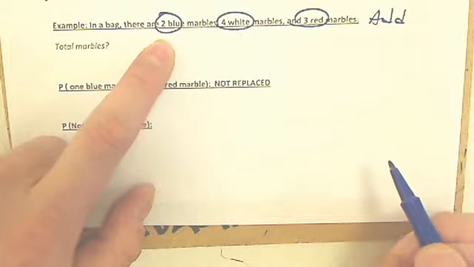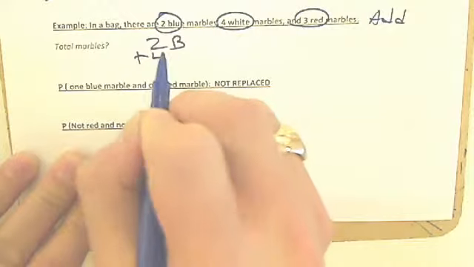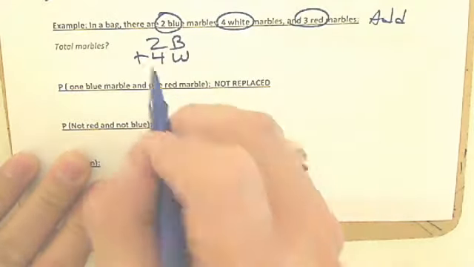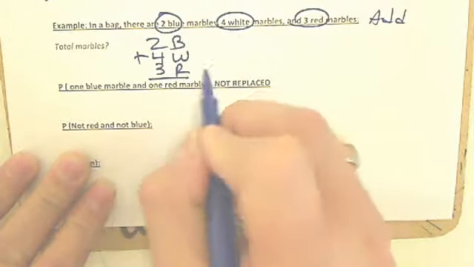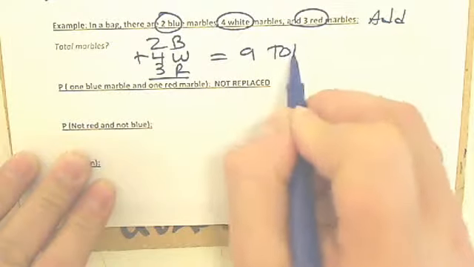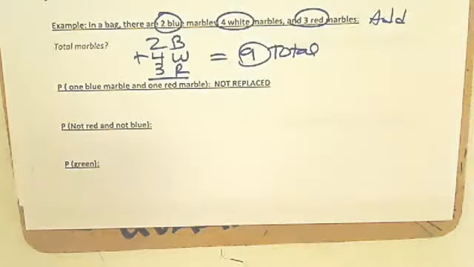Total marbles, 2 plus 4 plus 3, you have 9 total, right? 9 is your total space. 9 is the total number of options you have. Keep that in mind. The probability of 1 blue and 1 red, not replaced, meaning you reach in, you take it out, you leave it out. Then there are numbers that change here.